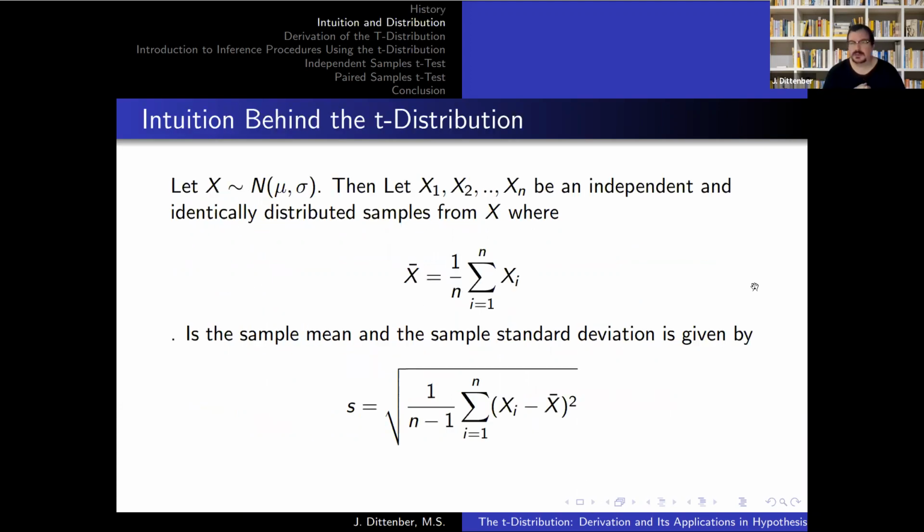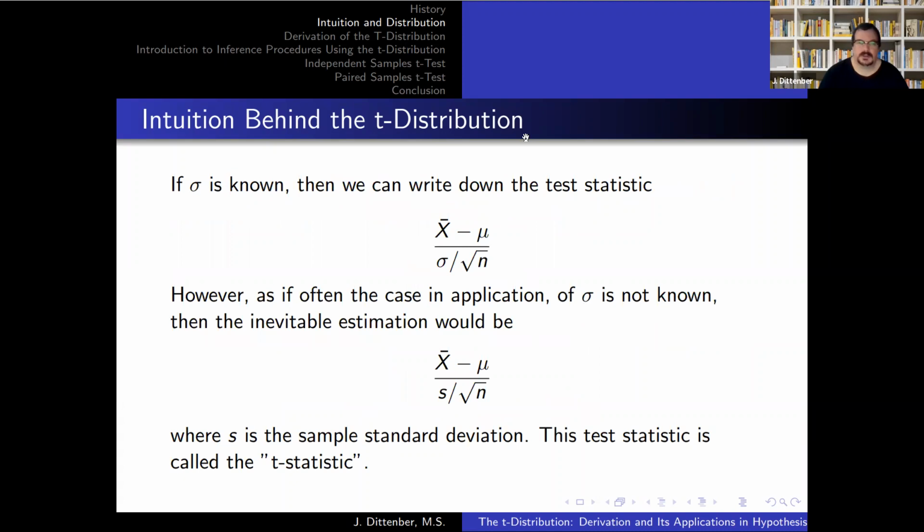the intuition behind the t-distribution. So suppose we've got a population, a random variable X that follows a normal distribution, and then we take random samples, X1 through Xn, and define the mean in the typical way and define the standard deviation in the typical way. Then what we can do, if we just want to make inferences about the population, is use the Z statistic here.